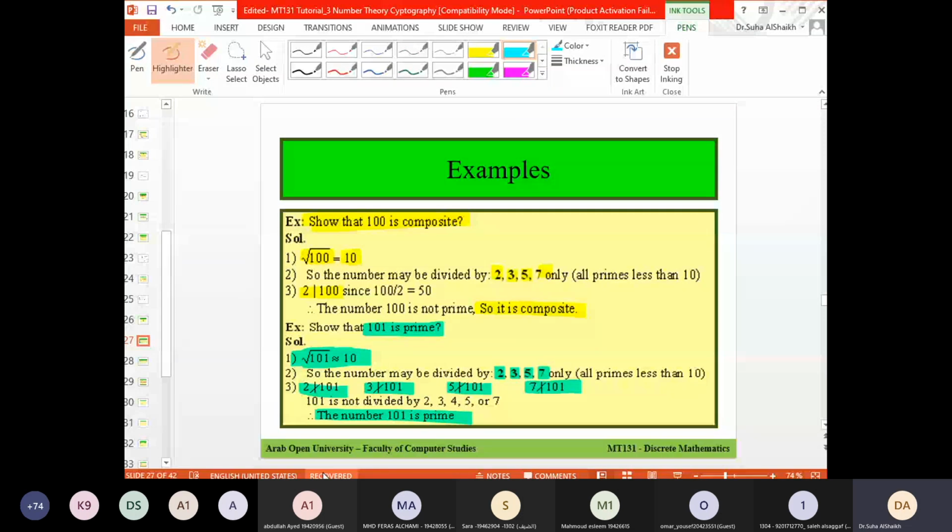Yeah, good. Exactly. All the primes less than or equal to the root I have of my number. Yeah. لما ما يقبل القسمة على none of those primes, this means it is a prime number.